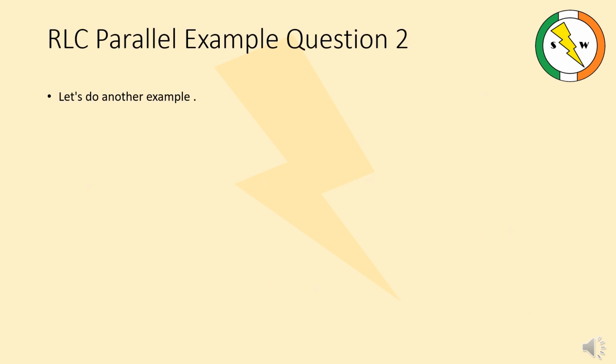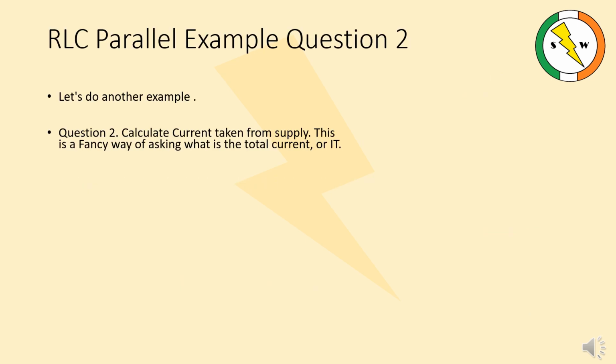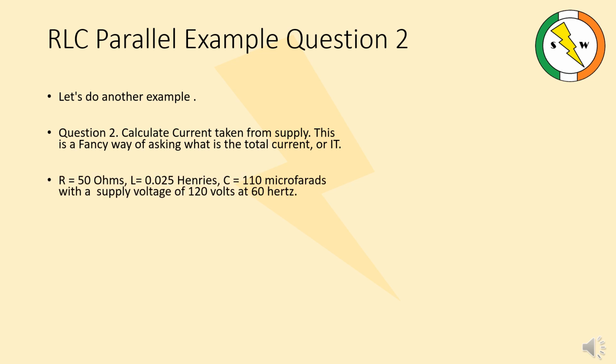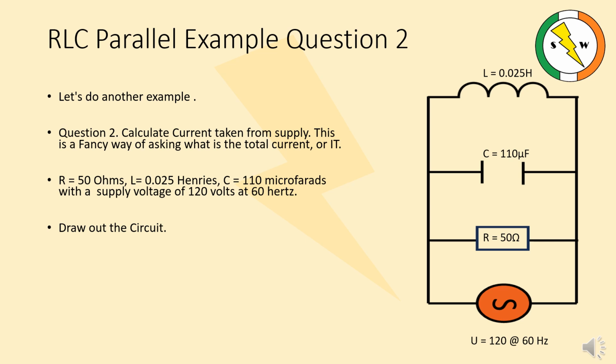Let's do another example. Question 2. Calculate current taken from supply. This is a fancy way of asking what is total current, or IT. R equals 50 ohms, L equals 0.025 henries, C equals 110 microfarads, with a supply voltage of 120 volts at 60 Hz. Draw out the circuit.